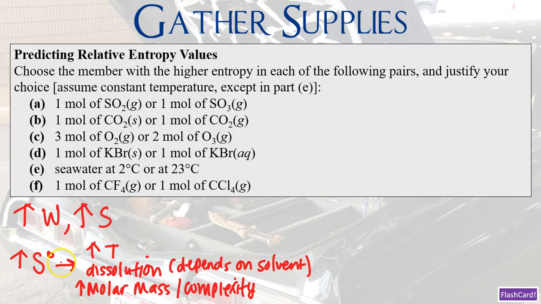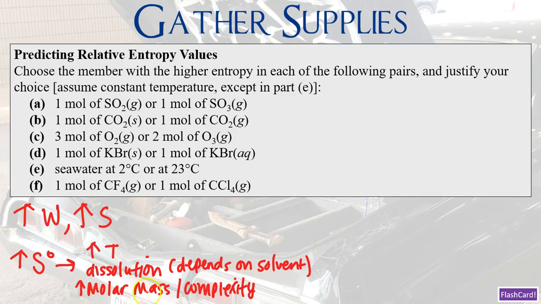So my plan for this example is to write down what I know. Particles with more freedom of motion are going to have more microstates. When you increase your microstates, you're going to increase entropy. And also, in order to increase the standard entropy, you can increase temperature, you can have a dissolution or create a solution, for example, and of course that's going to depend on the solvent itself. And also, you can increase molar mass or complexity.